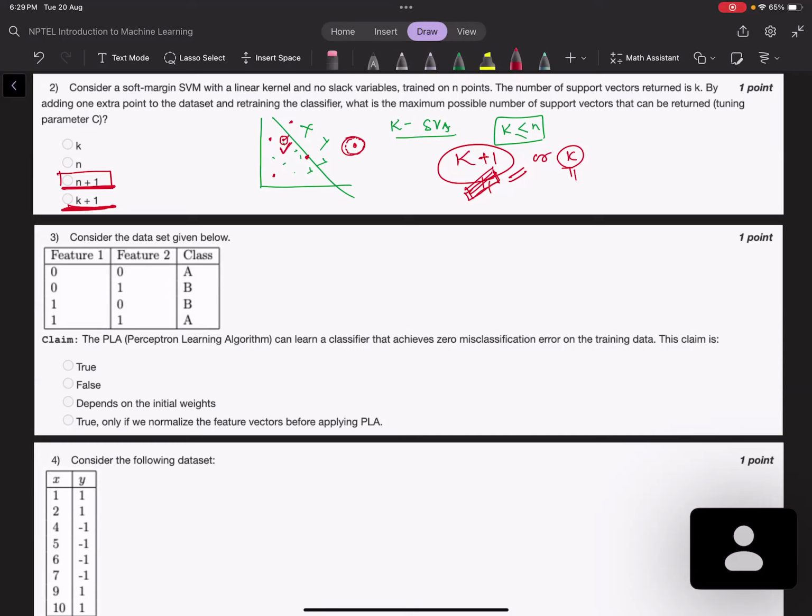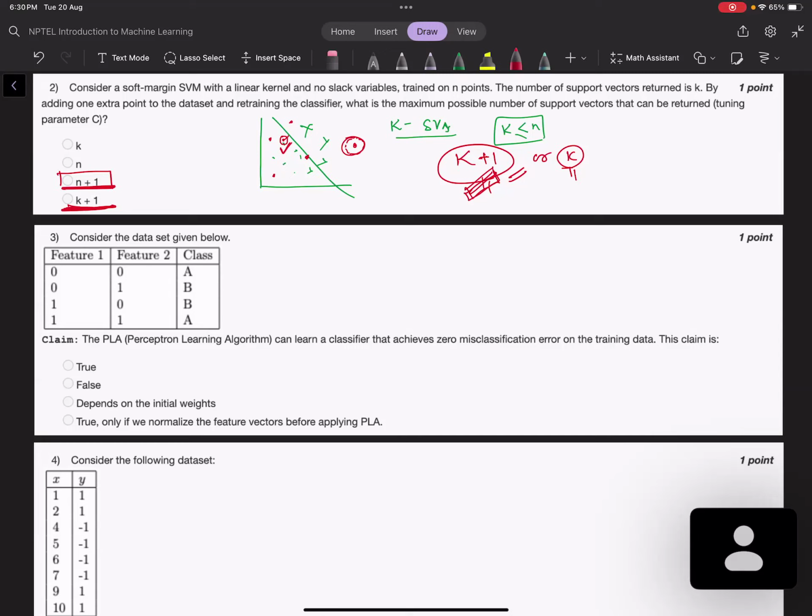Okay, so do you know why the perceptron learning algorithm cannot learn a classifier? It is saying it can learn a classifier, and it is not able to. It is an XOR function, I guess. Yes. Since it is an XOR function, it will not be able to. XOR function is not linearly separable, so a linear algorithm like the perceptron learning algorithm cannot learn a classifier for that.